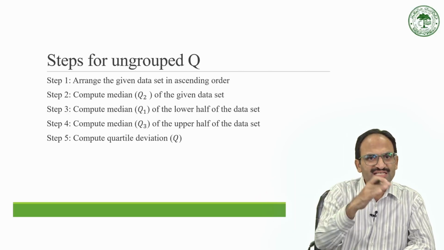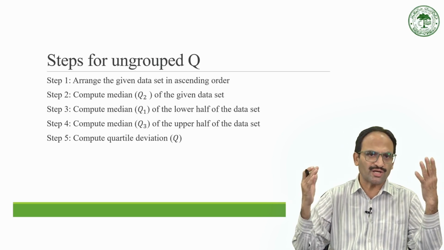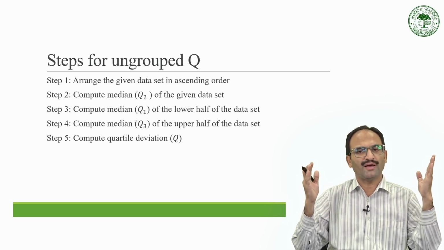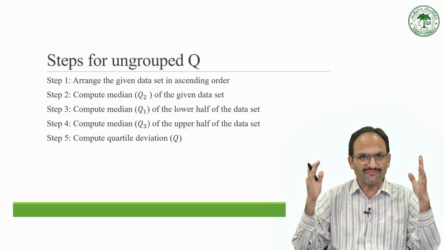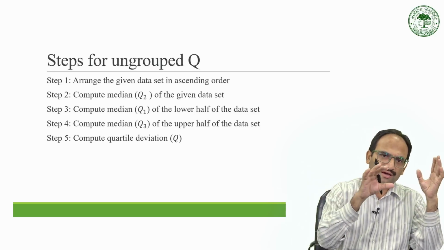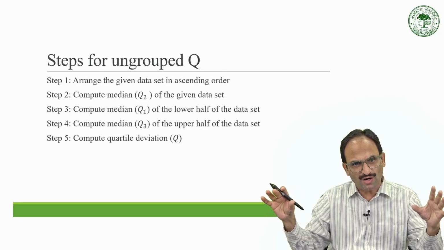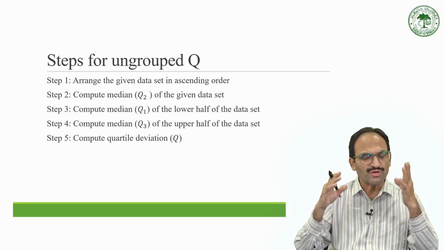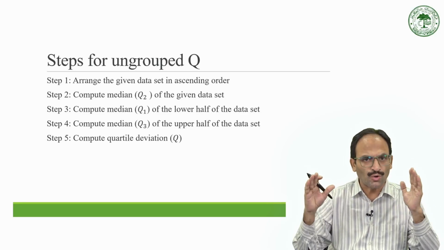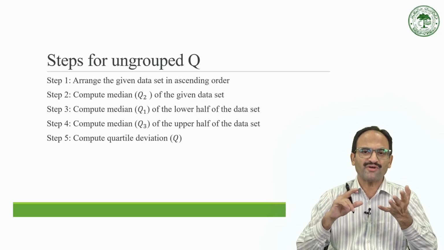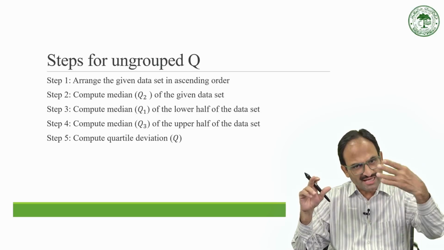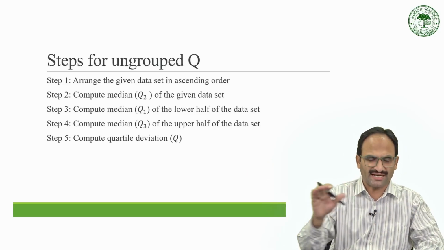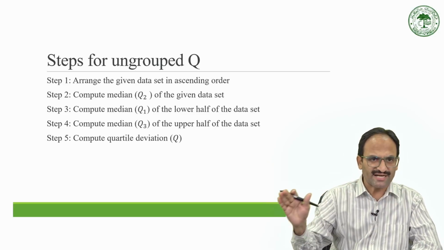What are the steps if you want to calculate Q, particularly in ungrouped data? As you remember, in the calculation of median we arranged the scores in ascending order. In the same way, in order to calculate Q, the first step is to arrange the whole data set in ascending order. That is, we put the lowest score first, then the next score, and so on, and finally the highest score. So arrange the data in ascending order.